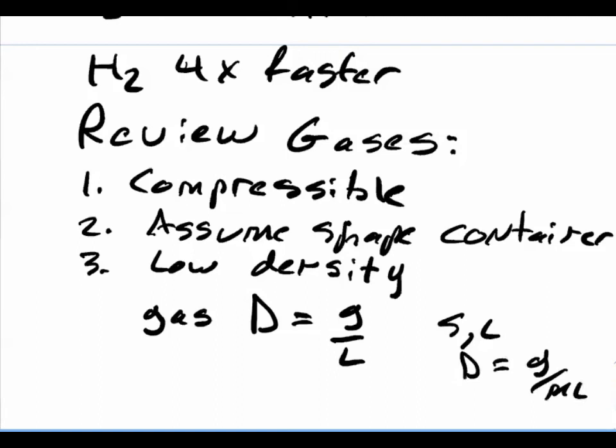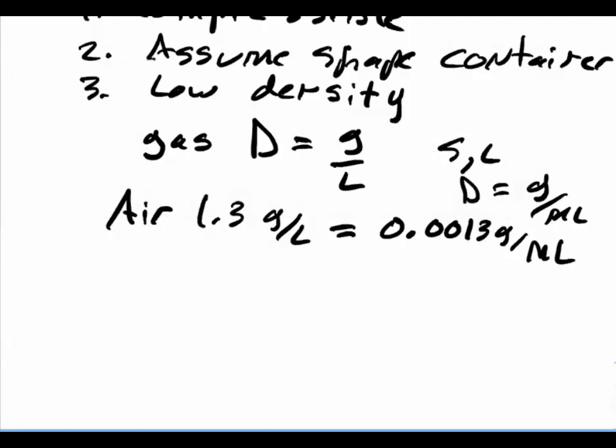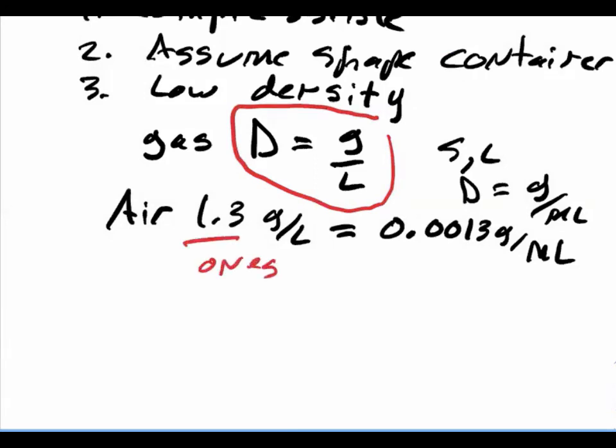The rationale for doing this is that there's 1,000 milliliters in 1 liter, and gases are about 1,000 times less dense than water. For instance, air has a density of 1.3 grams per liter. If I was to use the other units, that would be equivalent to 0.0013 grams per milliliter. So by having a unit that is grams per liter, it gives me a ones place. And so that's nice to use.